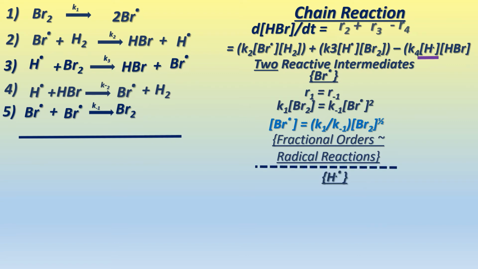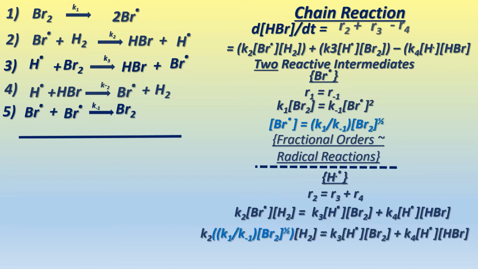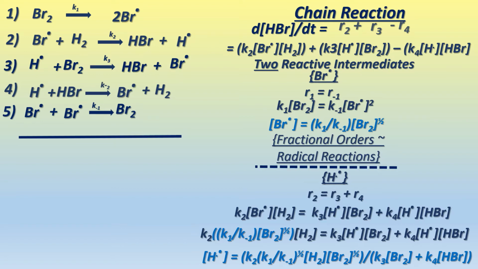To replace the hydrogen radical, you have R2 is equal to R3 plus R4, which can be expanded as shown, as the hydrogen radical is made in R2 and used in reaction 3 and reaction 4. So you get a complicated equation where, once again, you have a fractional exponent for the order for the bromine. So overall, the hydrogen radical is shown as such, which is admittedly complicated. You have two fractional orders present.